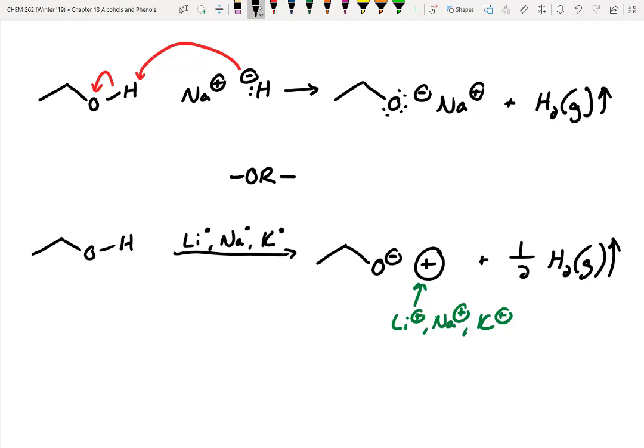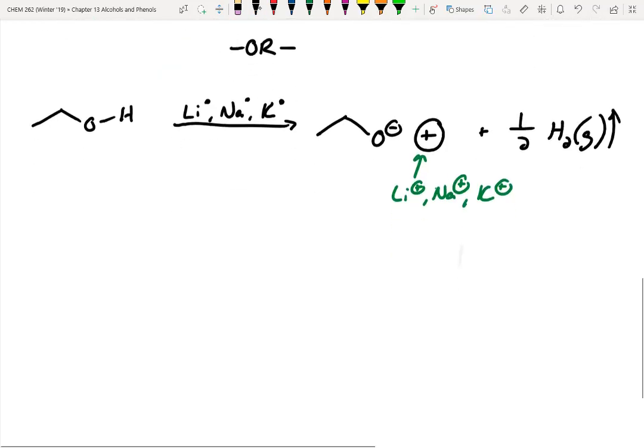Does anybody know why cesium's not used? Because I can't even get some of that. Because it'll blow up in your face, is the simple answer. Typically, the metals that we use are not the super duper reactive ones. Even with potassium, though, you have to be incredibly careful because if you plop it in with ethanol, it generates an enormous amount of heat, and you're also generating an enormous amount of hydrogen gas, which is a bad recipe, right? So with these, you have to be incredibly careful as you're forming them. All right, so I'll show you an example.